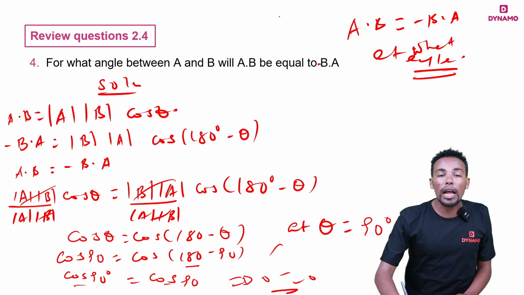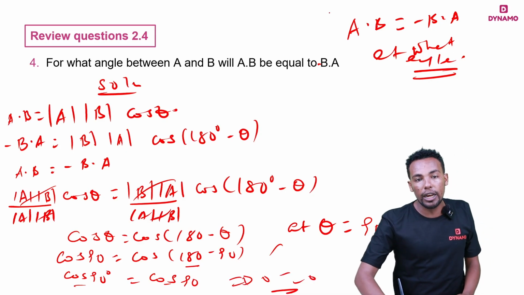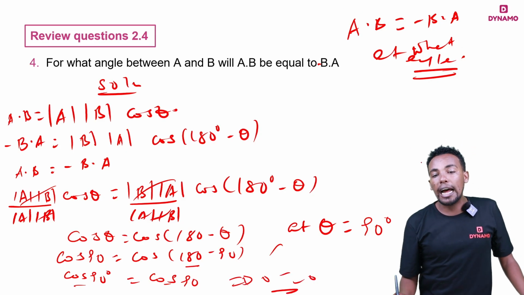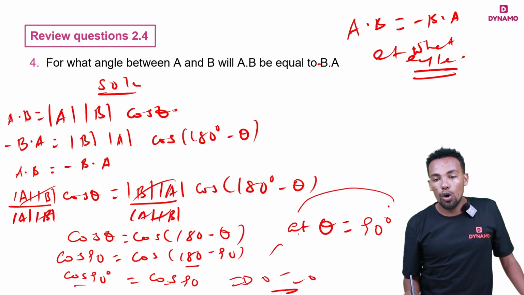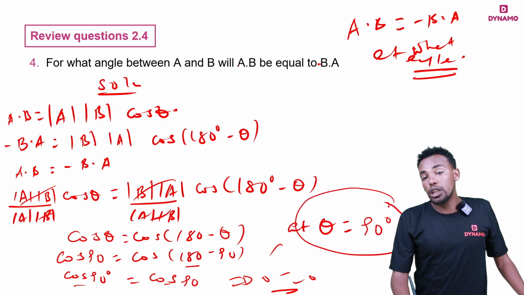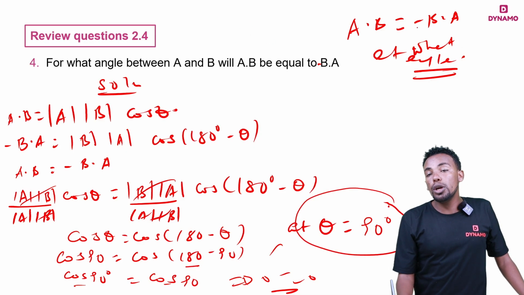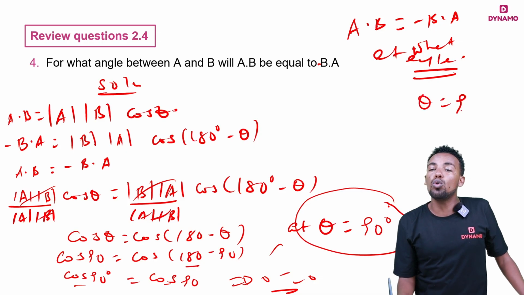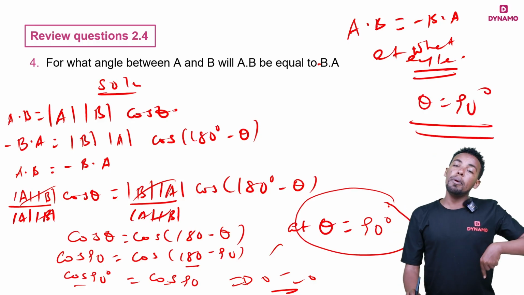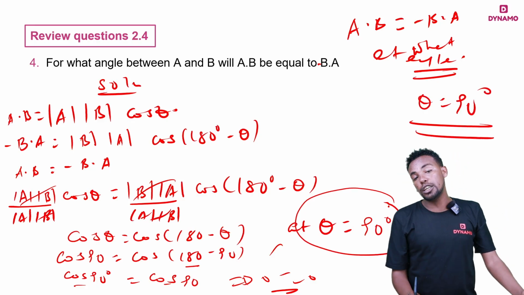So at what angle is A dot B equal to minus B dot A? At an angle of 90 degrees. Therefore, if theta is 90 degrees, A dot B is equal to minus B dot A.